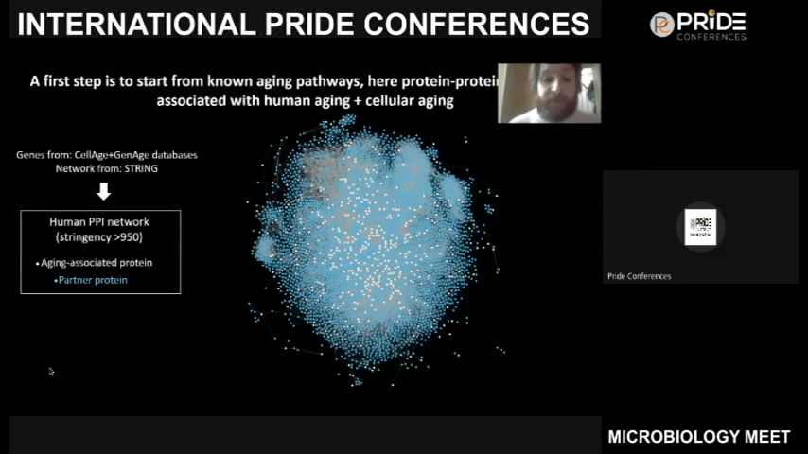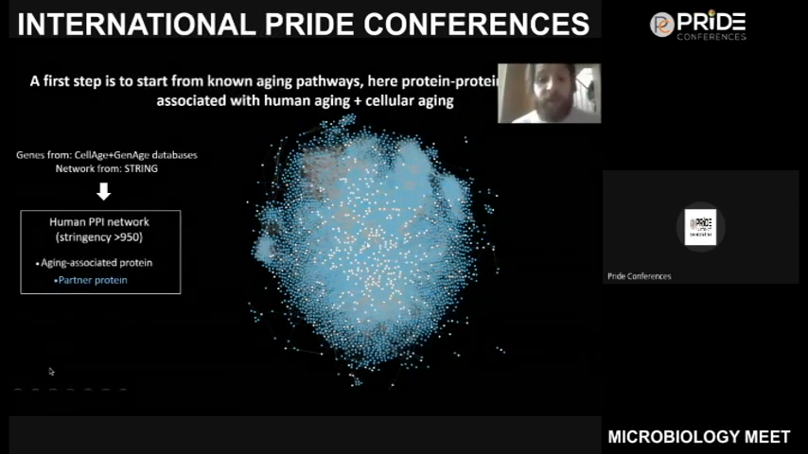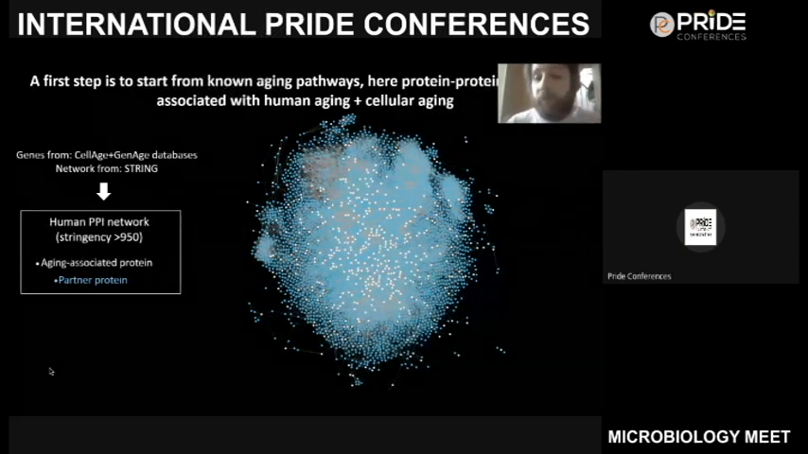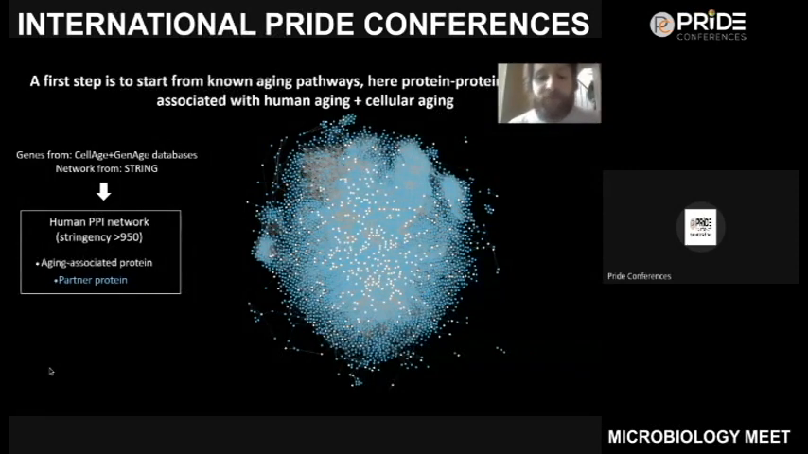Every node is a protein from either the human aging network or from the cellular aging human network. So those are the genes in white that have been demonstrated to be associated with the aging of human cells or with the aging of humans. And in blue, you have the direct protein partners of these white proteins. And so this is an overview, if you wish, of what is known about the proteins that interact with the proteins that are involved in your aging.